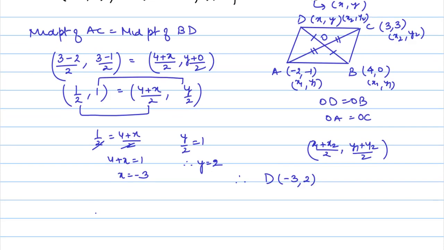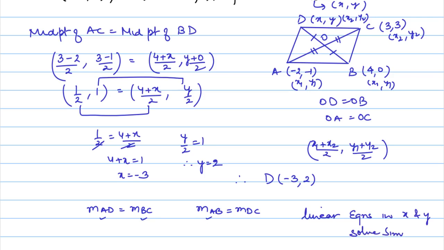Another method could have been using slopes. We could have shown the slope of AD as same as the slope of BC, because opposite sides of a parallelogram are parallel. Similarly, the slope of AB is same as the slope of DC. So we would have got two linear equations in x and y, and solved them simultaneously, but that would have been a little lengthy process. We would avoid such methods. This is method 1, this is method 2.